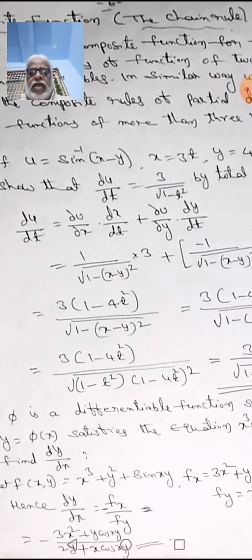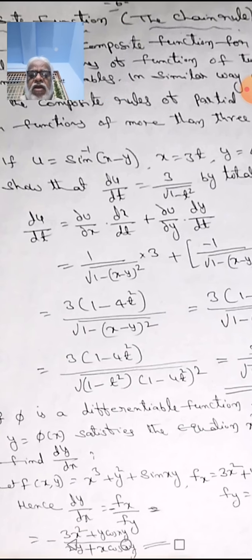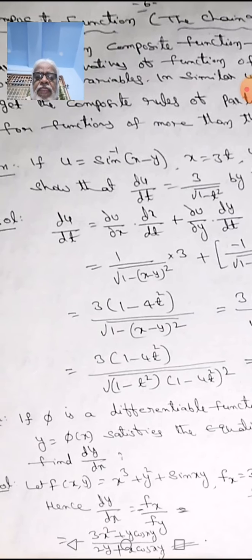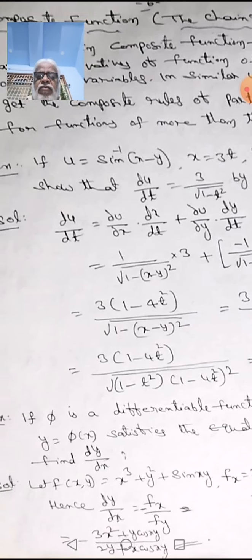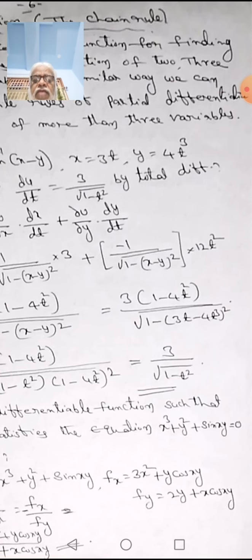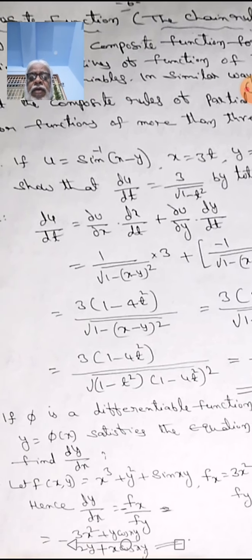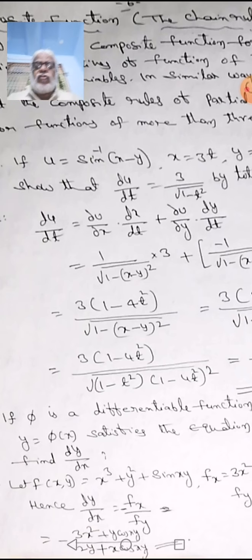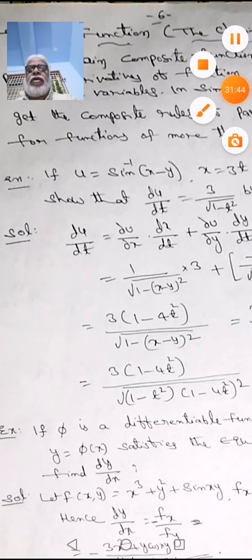The value of fx is 3x square plus y cos xy and fy is 2y plus x cos xy. So finally the value of dy by dx is minus 3x square plus y cos xy by 2y plus x cos xy. If the function is in xy terms, we find the derivative dy by dx by using partial derivatives. We get the general derivative. So this is the formula: minus of fx by fy is dy by dx. So by this we complete this one.